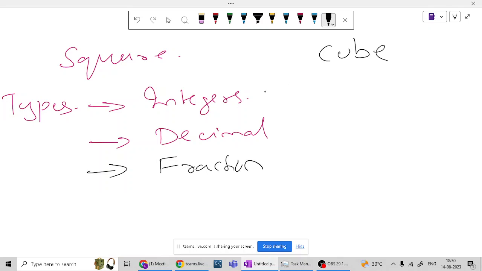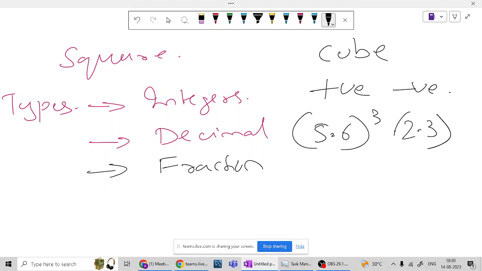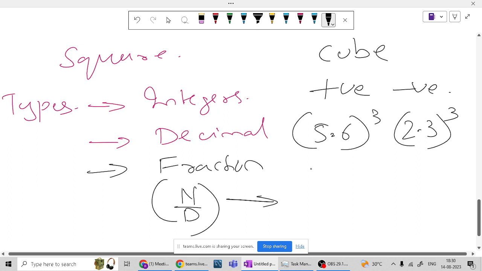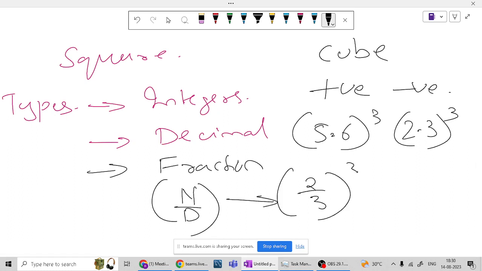Even for cubes, it's the same. You'll have integers, that is positive numbers, negative numbers. You'll have decimal values, 5.6 cube, 2.3 cube, such values. And you have fractions. What do you mean by fraction? Numerator by denominator. Give me some value for a fraction. 2 by 3. Sir, 8 by 27. That's it. It's the same.